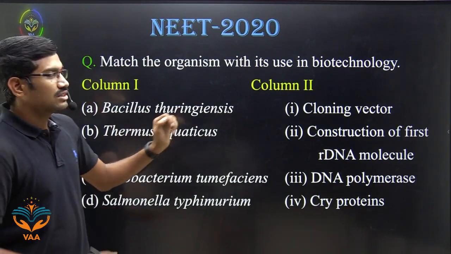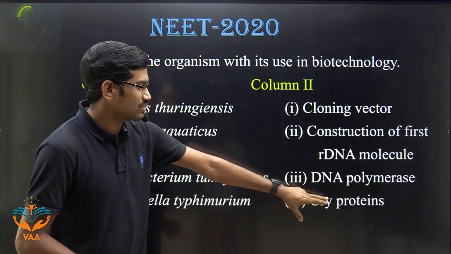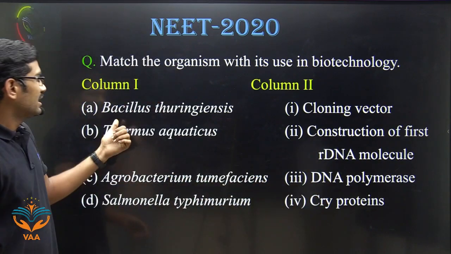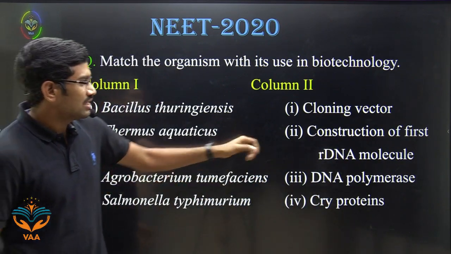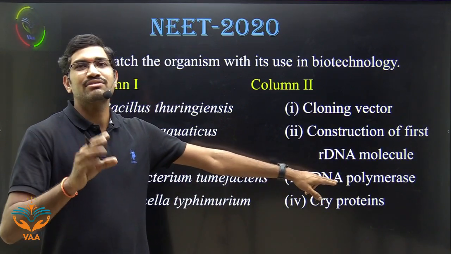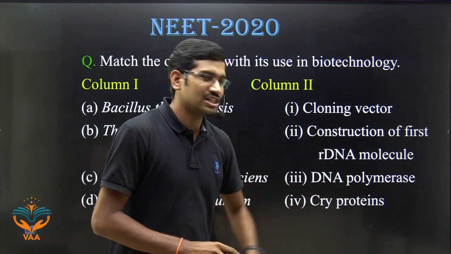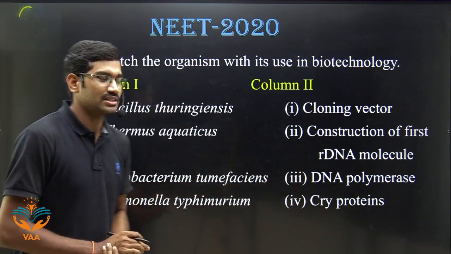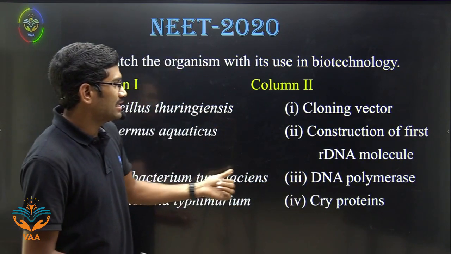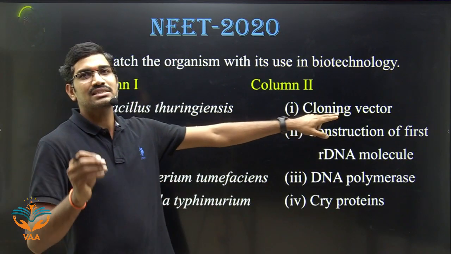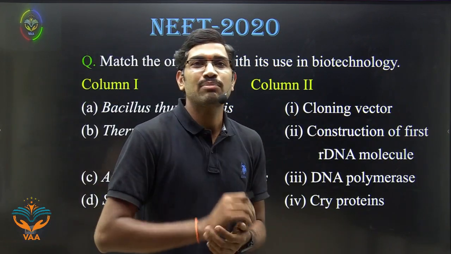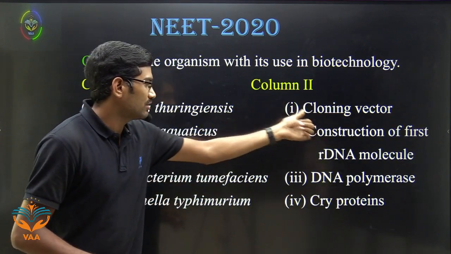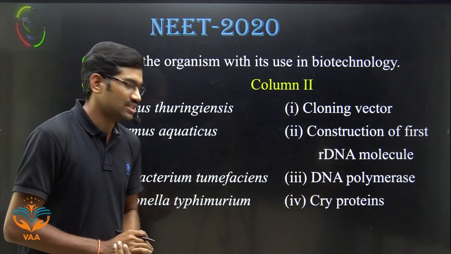Bacillus thuringiensis is producing cry proteins with the help of the cry gene, so these two are matched. And Thermus aquaticus gives a DNA polymerase called Taq DNA polymerase, so these two are matched. Next one, Agrobacterium tumefaciens has the Ti plasmid and that can be used as a vector, so cloning vector and this one are matched.